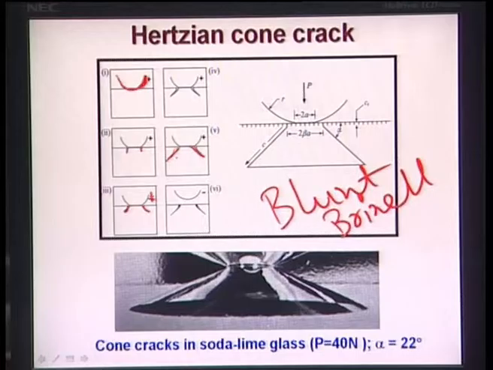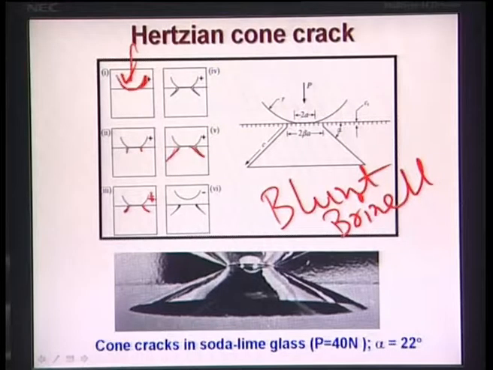Blunt indenter means, suppose you replace your Vickers indenter by a spherical steel ball, and you indent from the top surface. Then what will happen? These cone cracks. Why is it called a cone crack? Because when the cracks are fully developed and it is fully unloaded, this indenter will go up and will no longer be in contact with the material, then it will form this kind of cone crack.